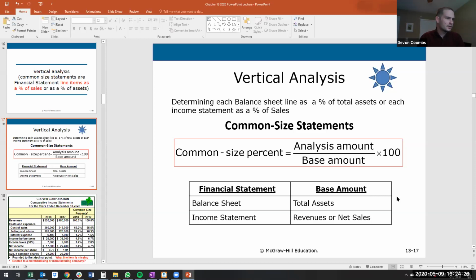So vertical analysis, we're going to do the same kind of ratio. I'm not going to go over the math here other than in an example. So on balance sheet, normally we're comparing to total assets, and an income statement, we're comparing to revenue or net sales.